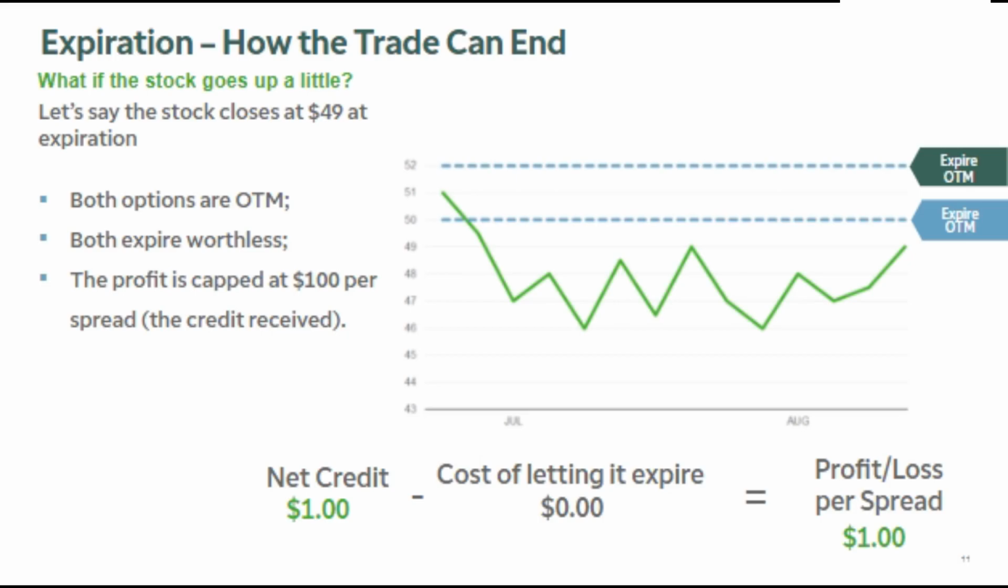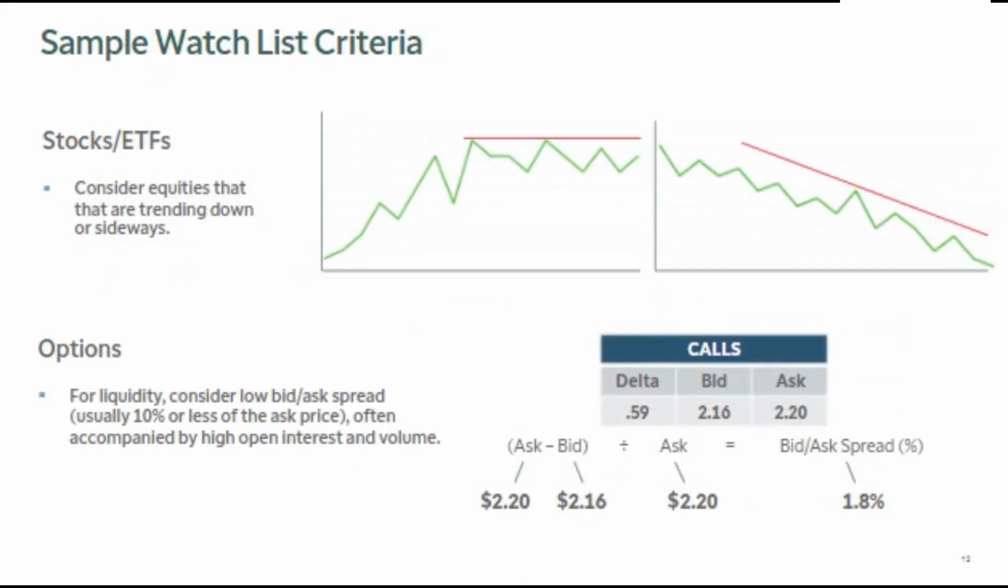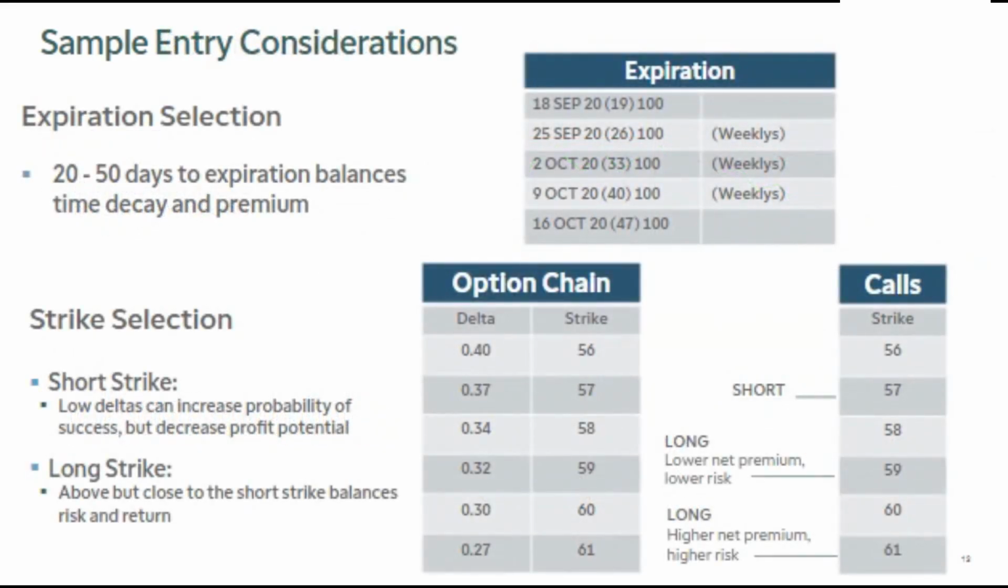All right, I wanted to demo stuff on the software, but I'm just going to wrap up our short call vertical deck before we bounce over to the software. Similar to our last deck, we want liquid options that have tighter spreads as opposed to wider spreads. And then our sample entry consideration, again, looking for something between 20 and 50 days out.